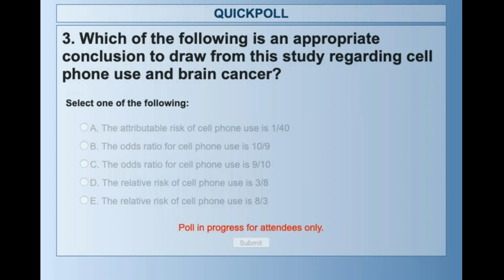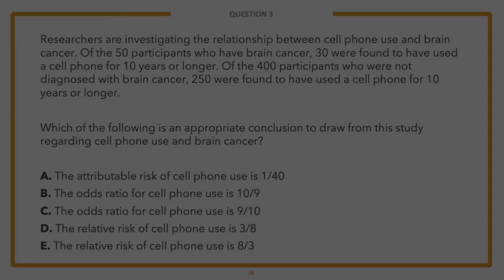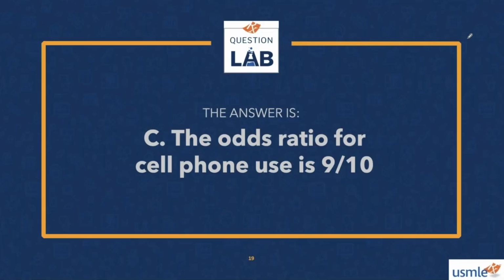All right. Well, let's take a look here and see what you came up with. Looks like 41% of you selected answer choice D, the relative risk of cell phone use is 3/8, and 25% of you selected C. So let's see what the correct answer is. The correct answer is C. The odds ratio for cell phone use is 9/10. And with that, I'll turn it back over to Dr. Titus.